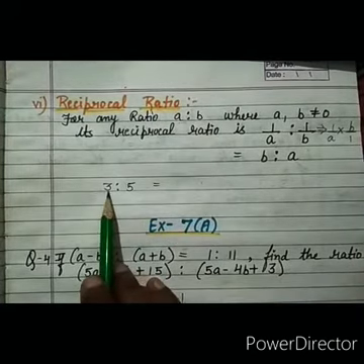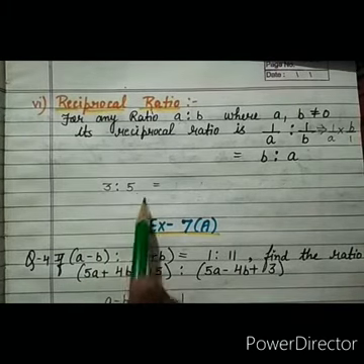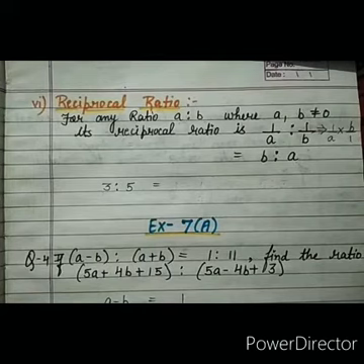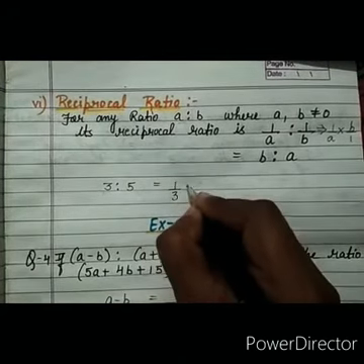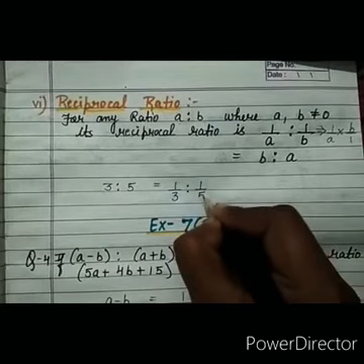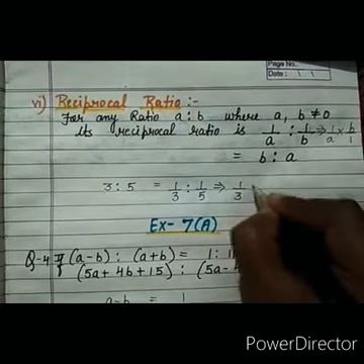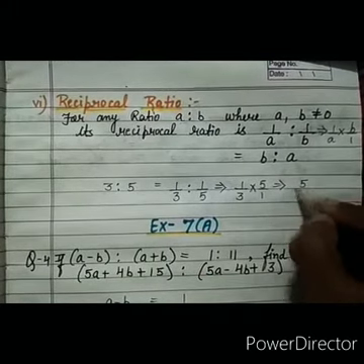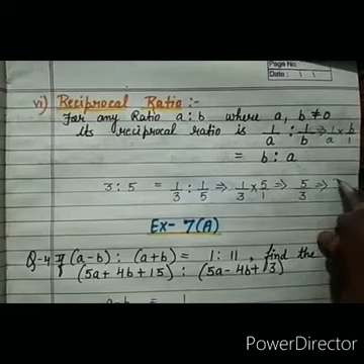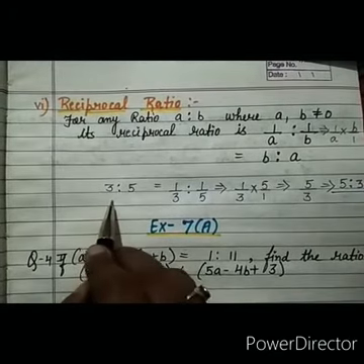Now for example, we have to find the reciprocal ratio of 3 is to 5. In order to do that, we have 1 upon 3 is to 1 upon 5. Now when we solve it again, it will become 1 upon 3 into 5 upon 1, then 5 upon 3. So the ratio becomes 5 is to 3. So this is the reciprocal ratio of the given ratio.